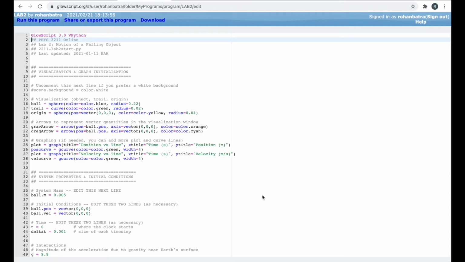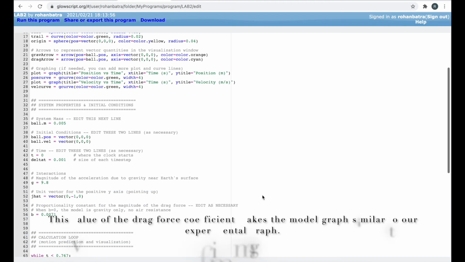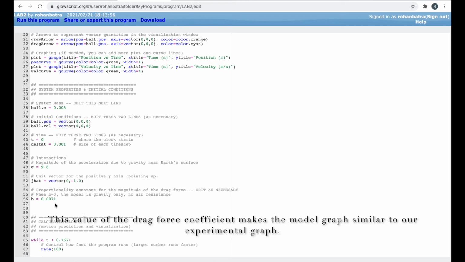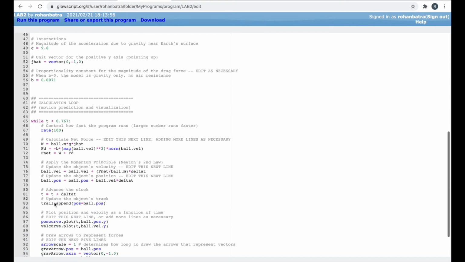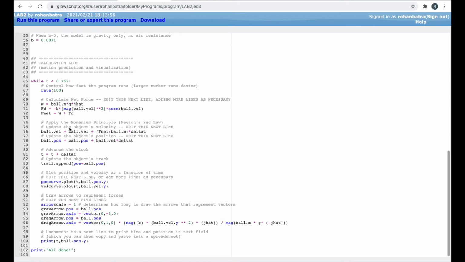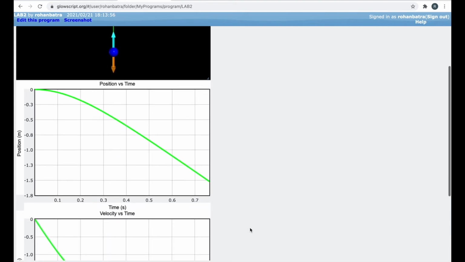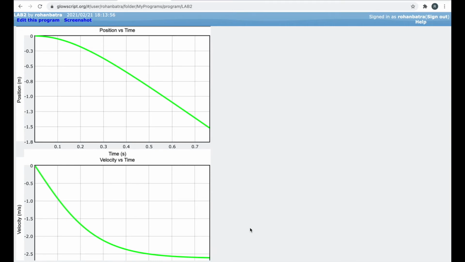In our second model, we will be taking drag force into consideration. This is the GlowScript program for the same. Here we can see that the drag force coefficient is 0.0071. In this code, we can see that the drag force is being added to the force due to gravity to find the net force. We can run the program to see the output. Here we can see that the graph is quite similar to the Tracker experimental position versus time graph that we had obtained earlier. This is because in both the graphs we have taken into consideration the drag force.